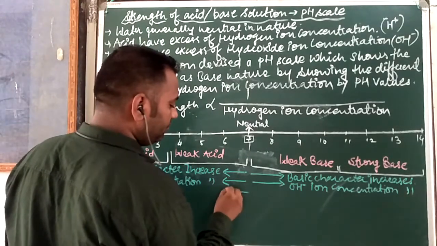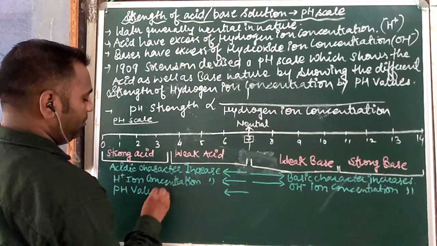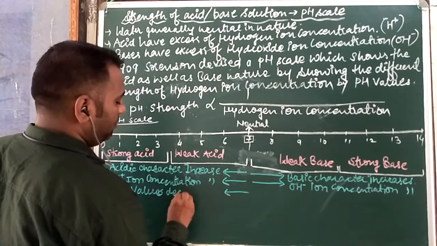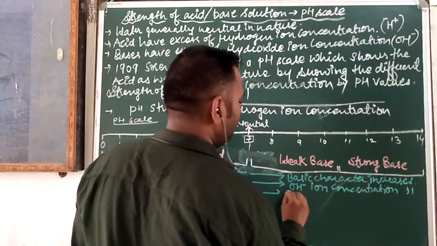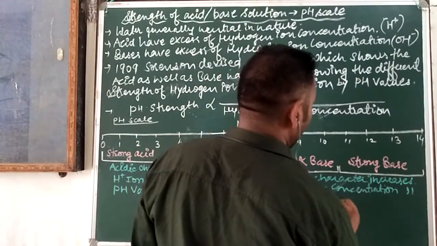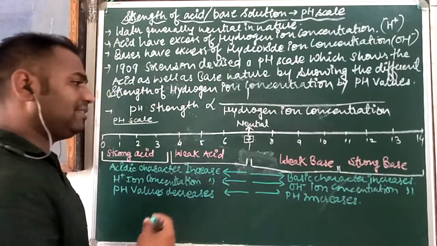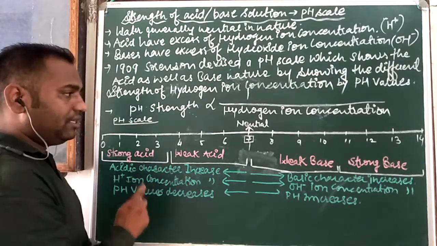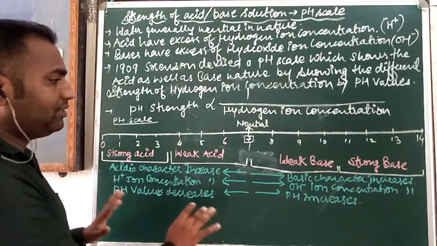Here the pH value decreases, and here the pH value increases. So you can make the reverse form too, like if acidic character increases. Listen, once we revise in this way, after that we will reach here.